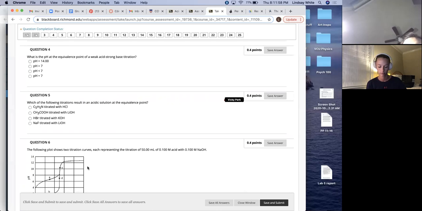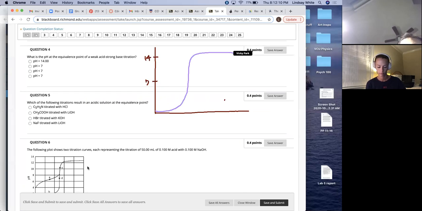Okay, so this one, I'm just going to quickly show you. If I start out with a strong acid and a strong base, my equivalence point is 7. Okay, strong acid and strong base, all right? But if I start out with strong acid and I use a weak base, my equivalence point is going to be less than 7. Do you see? Because your final solution is going to be slightly acidic.